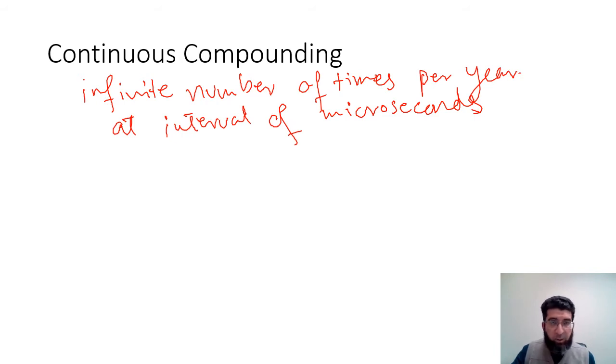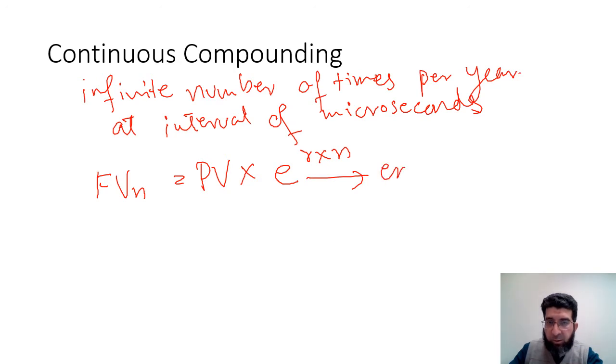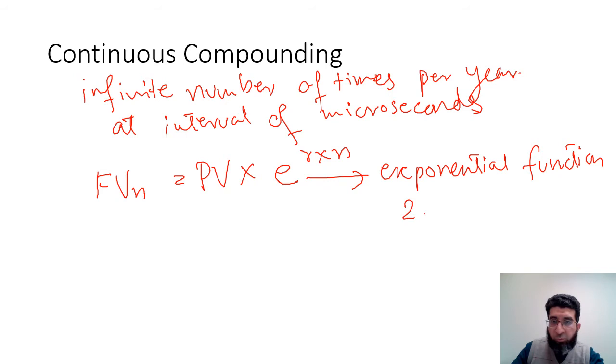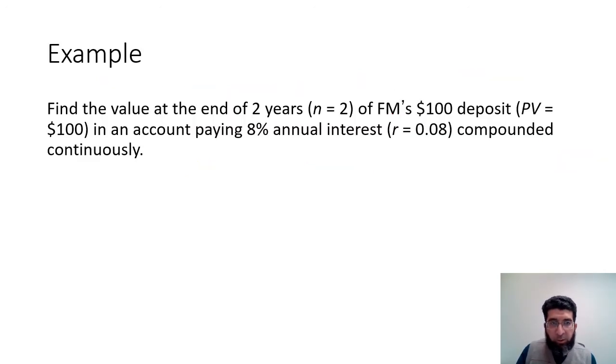So the formula for that will be future value of n is equal to present value multiplied by the exponential function of r times n. An exponential function has a value of 2.7183 and so on and so forth. So we have an example.